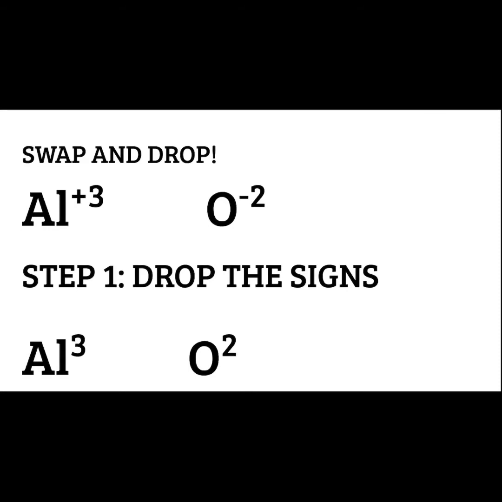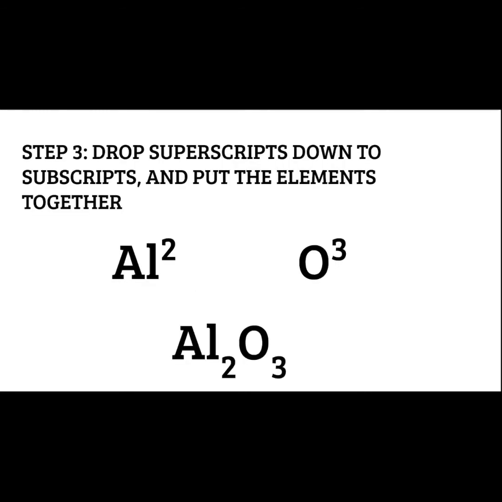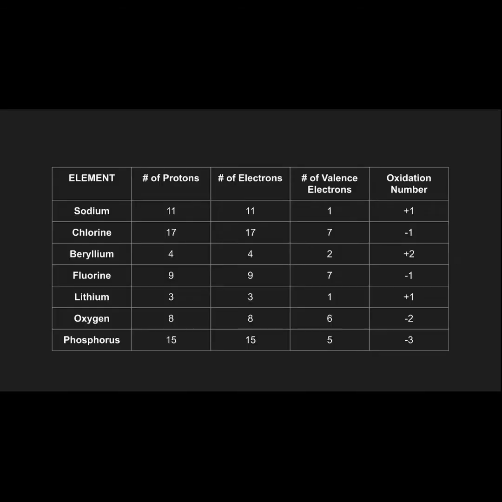So the first step is to drop those signs. The signs is the plus and the minus. So now I just have Al3 and O2. The second step is to just swap the numbers. So where aluminum originally had 3, we're giving that 3 to the oxygen. Where oxygen originally had 2, we're giving that 2 to the aluminum. We're just switching numbers. So step 3 is to drop the superscripts down to subscripts. You can just write to drop the numbers down. So now my complete chemical formula would be Al2O3.